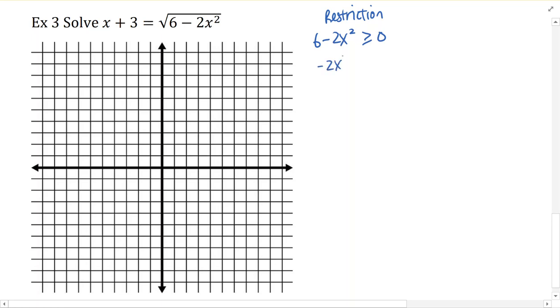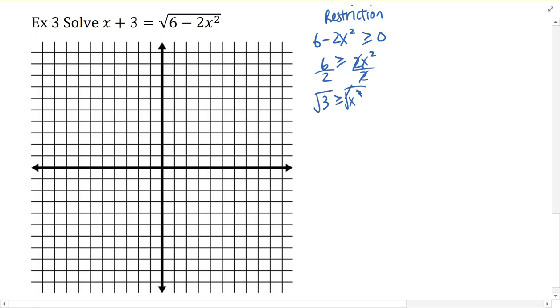Let's move the x to the other side. So 6 must be greater or equal to 2x squared. We're going to divide both sides by 2, so that goes away. So we have 3 is greater or equal to x squared. And now we're just going to square root both sides.